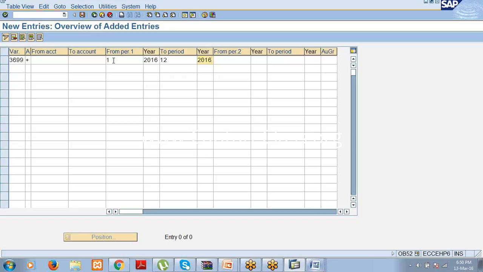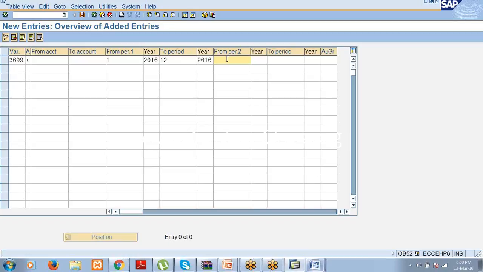In this particular case, we have opened from the first period of fiscal year 2016 to the 12th period of fiscal year 2016. This is called range. 1 to 12 is called range. So in our example, we have opened all the 12 normal periods. I will tell you how to open only the required periods also. First, let us complete this.